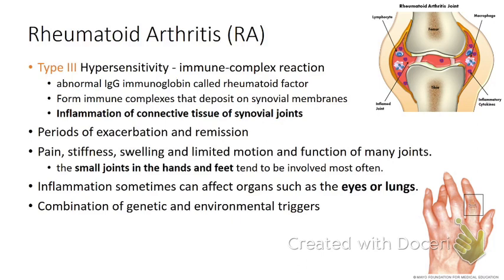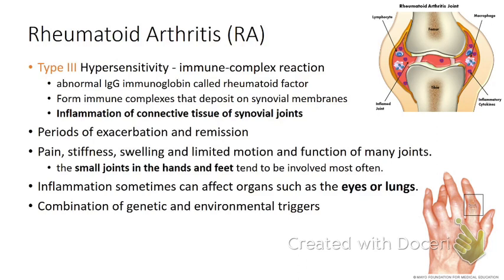Rheumatoid arthritis is the same kind of immune complex reaction, but instead of depositing so much all over the skin tissue and giving you a rash or whatever, they deposit in the joints. So this is the same thing, has exacerbation and remission. So guess what sends you to an exacerbation? Probably the same things, but we'll look. So you have pain, stiffness of the joints.